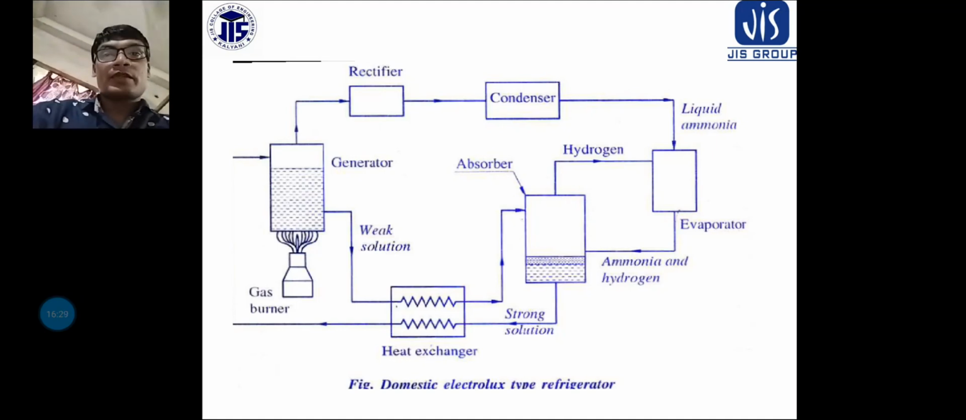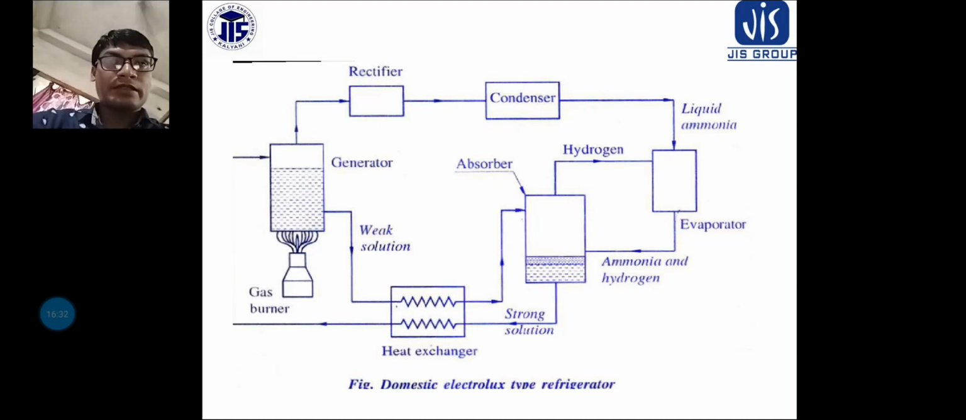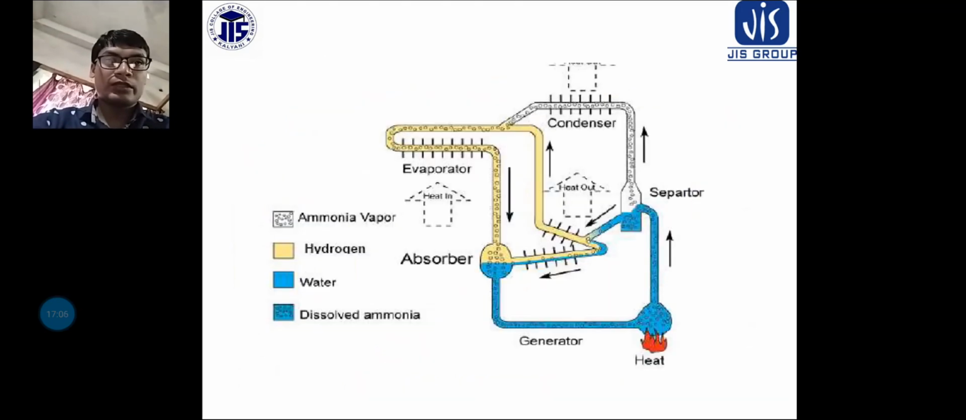Again in the evaporator there will be some heating and temperature rise. So again this latent heat is taken by the liquid ammonia, with the help of the ammonia, hydrogen and ammonia mixture. From the evaporator the hydrogen and ammonia mixture is coming to the absorber. Again in the absorber it is absorbed, then sent back to the generator. And the hydrogen is returning back to the evaporator section. So this is how the domestic Electrolux type refrigerator is working.